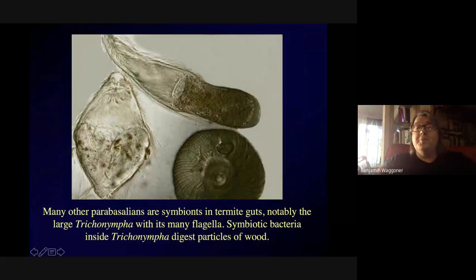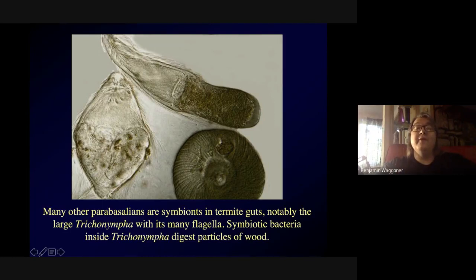Other members of that group, the Parabasalia, are termite gut symbionts. We saw what I think are some Trichomonas symbionts in that termite gut that we looked at yesterday. We did see Trichonympha. These are three. One of them, the one at the lower right, you're actually looking straight down on that nose cone type structure called the rostrum. And the other two, you're seeing more from the side. You can see Trichonympha has lots and lots of flagella. Kind of a hippie protist there.